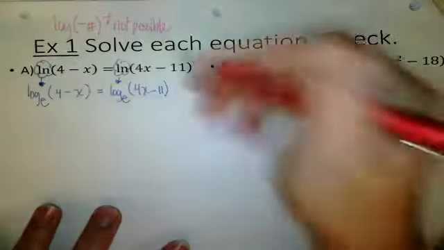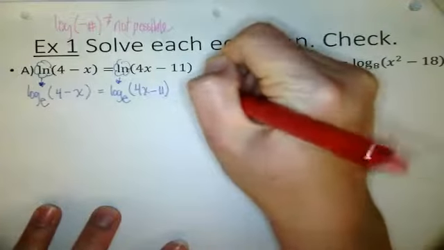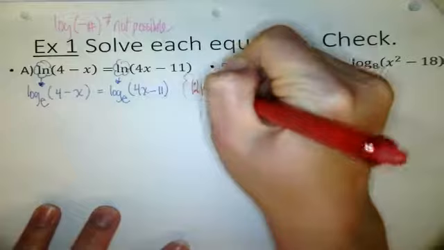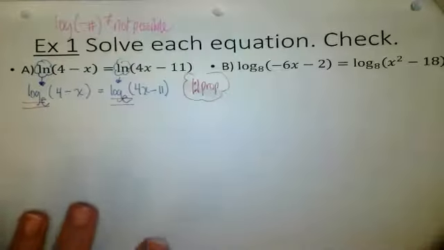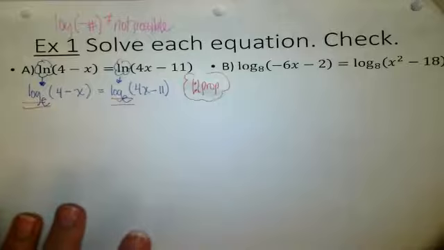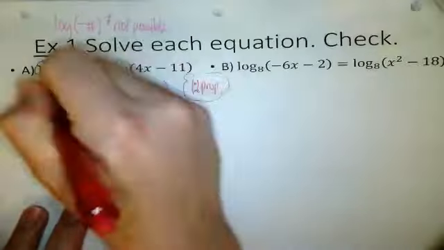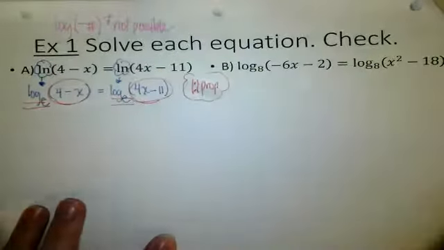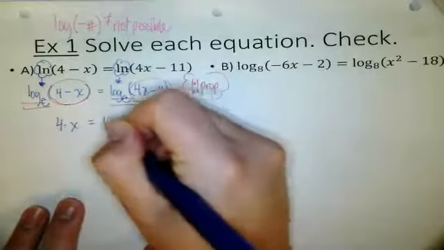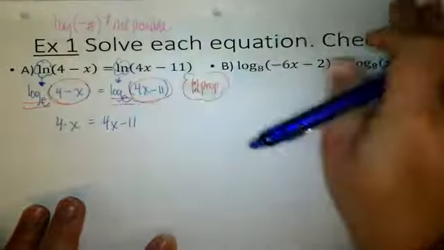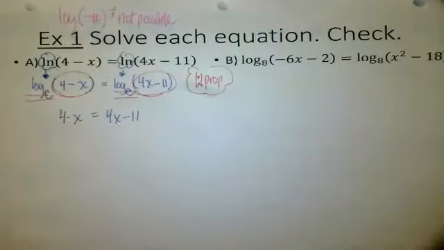This is the one-to-one property because we have a log equal to a log. If the logs match, what must be true? U is equal to V. The arguments must match. 4 minus x must be the same as 4x minus 11. If the logs match, then the stuff should match. Log equal to a log is the one-to-one property.